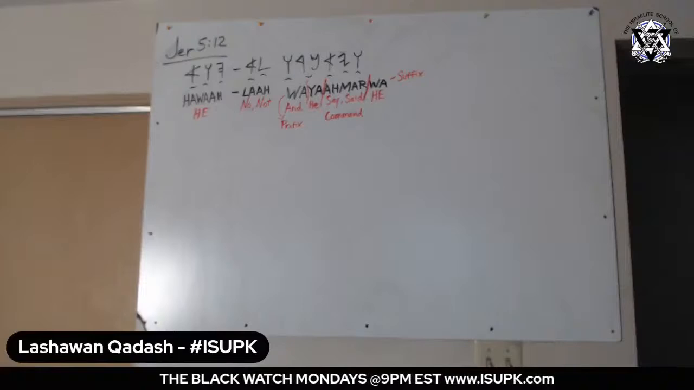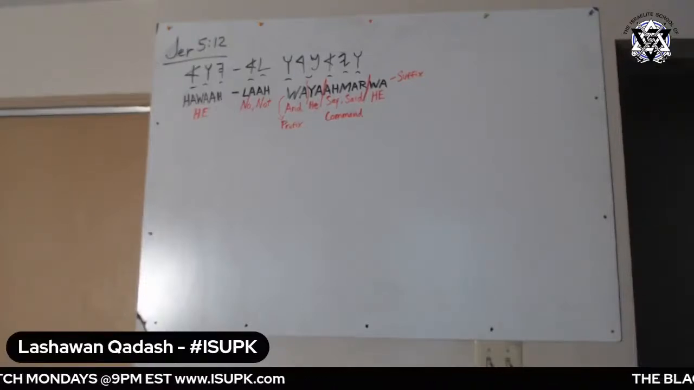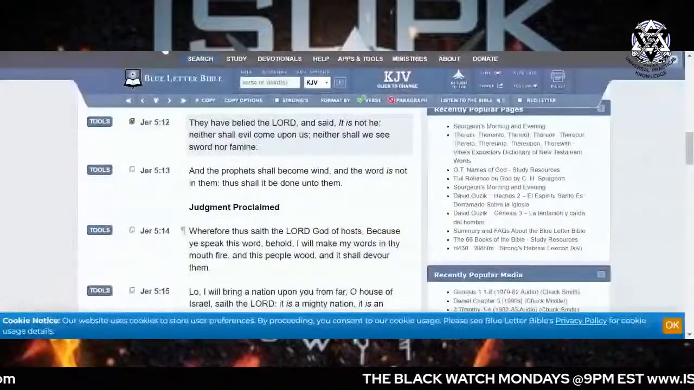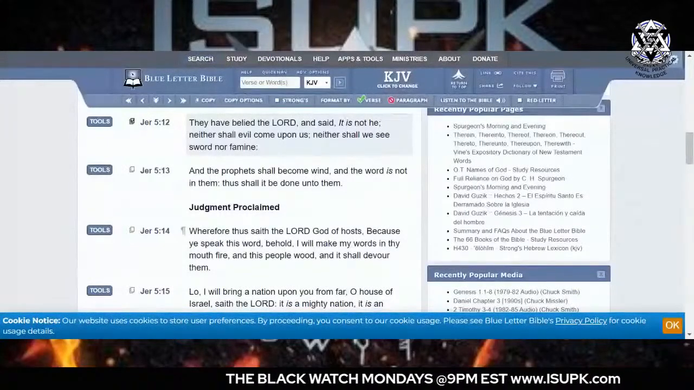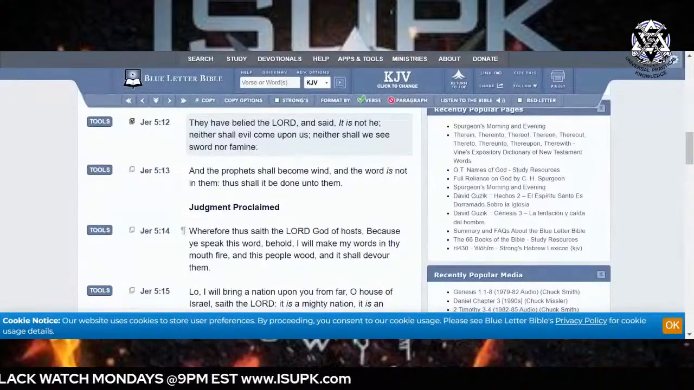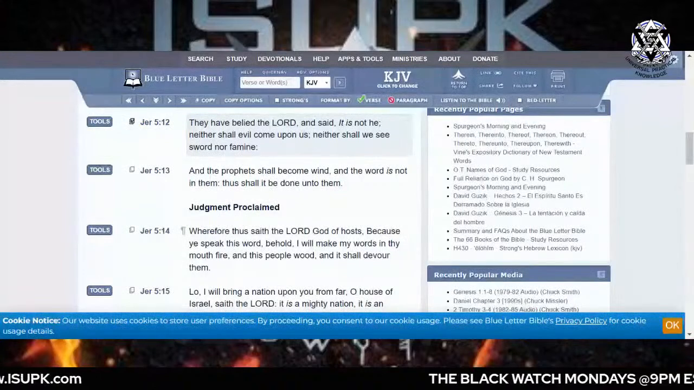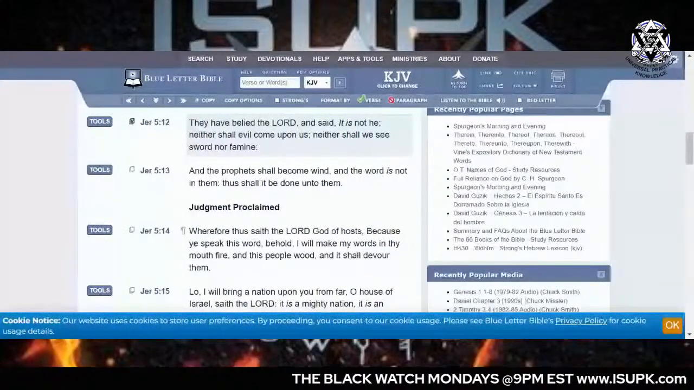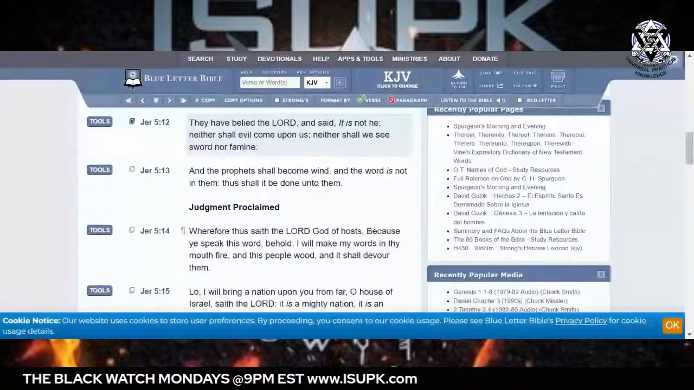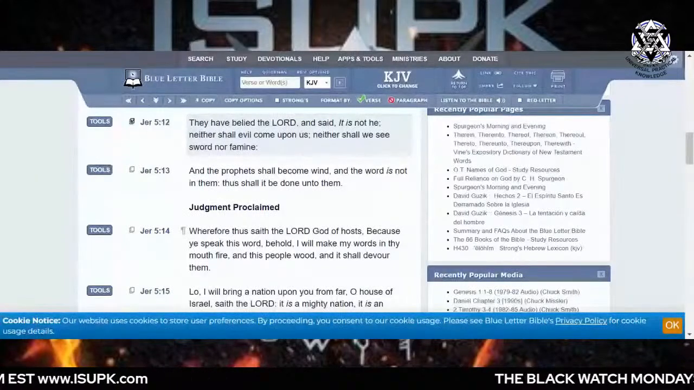I'm going to share this to the screen. All right, so it looks like everyone can see this. What we see right here is Blue Letter Bible, right? And this is Jeremiah chapter 5, verse 12. It says, they have belied the Lord and said, it is not he, neither shall evil come upon us, neither shall we see sword nor famine.